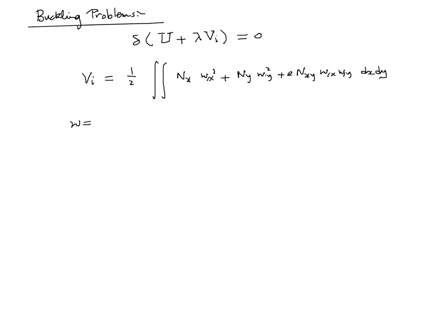mode shape, in this case the buckling shape rather than the static deflection, is just a summation over i of Ai phi i, a function of x and y, then we already know that the strain energy based on this displacement assumption will take the form of 1/2 A transpose K A, where K is the stiffness matrix. So this is already known, but if you look at this, you will see that again the potential energy of the in-plane loads itself is a quadratic function of displacement.